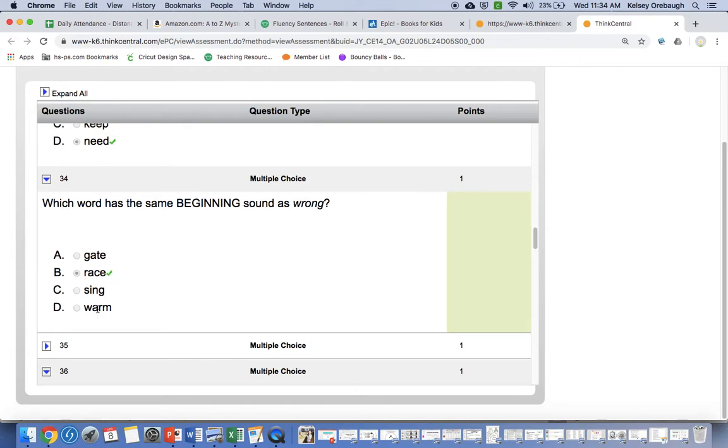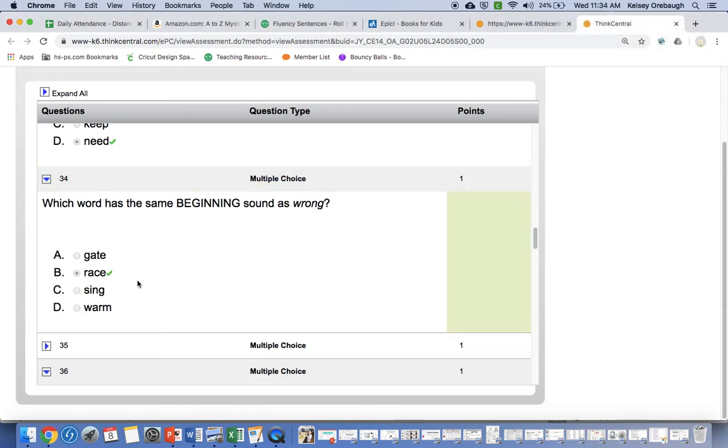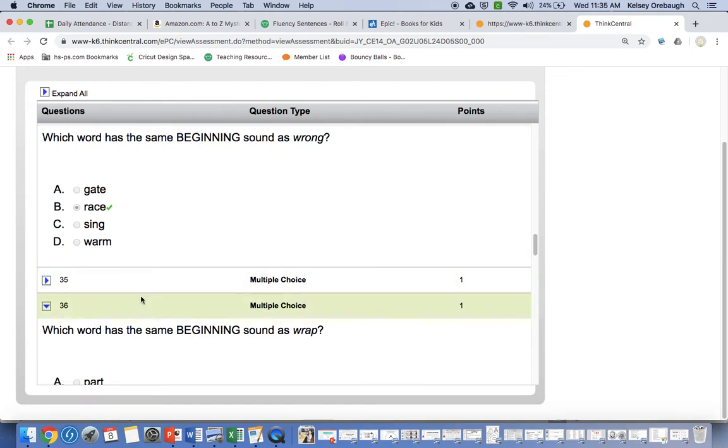And finally, warm. They both start with a W. They look similar in their beginning letters, but they do not have the same beginning sound. Warm begins with the sound w. Wrong begins with the sound er. Wrong and warm do not have the same beginning sound. Race and wrong do. They both have the er sound in the beginning.